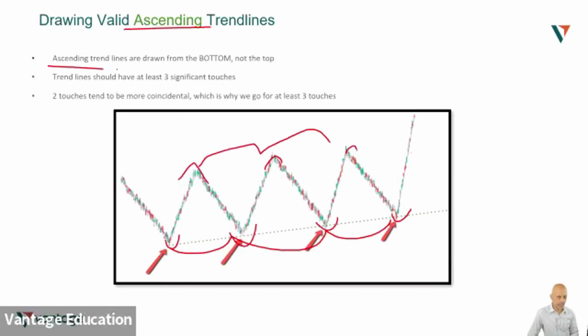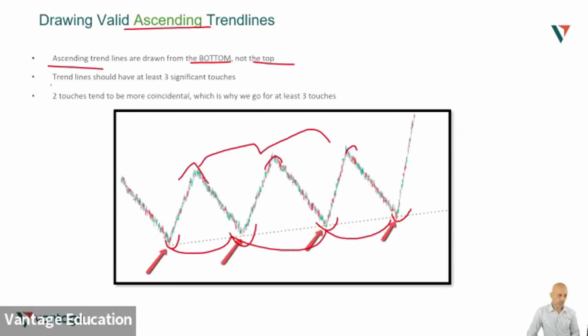Now, ascending trend lines are drawn from the bottom, not the top. So we're looking for the swing low. Remember, despite being an uptrend and despite the ascending trend line identifying upward movement, we are going to be looking at the lows to identify and determine the starting and subsequent points of that ascending trend line.